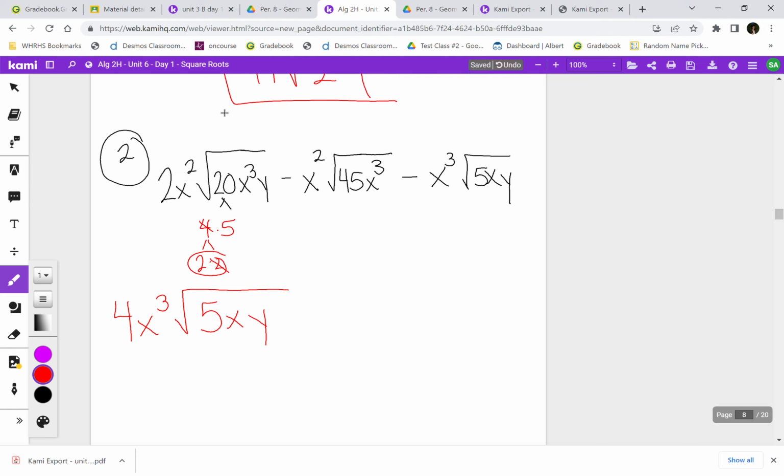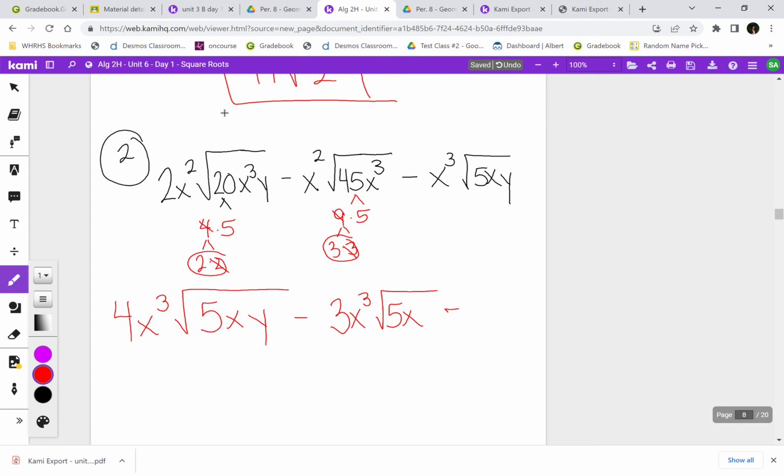All right. Second one, 45, I'm going to go with 9 and 5. 9 is a 3 and 3. I'm bringing a 3 on the outside. Square root of x to the third. 2 goes into 3 one time, but there's already an x to the second on the outside, so that becomes an x to the third. So we're going to have a 5x left over. Everybody get that one?